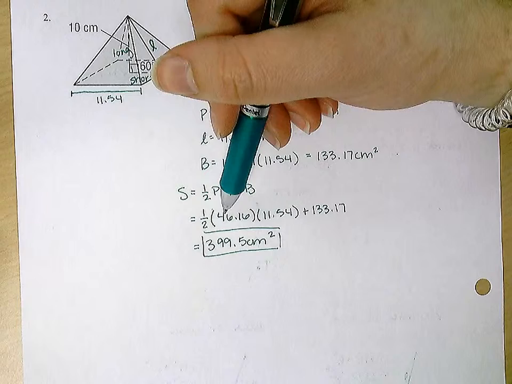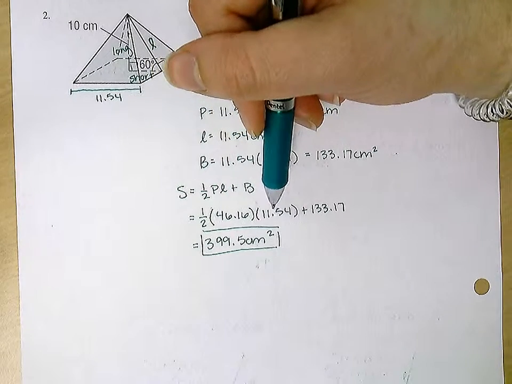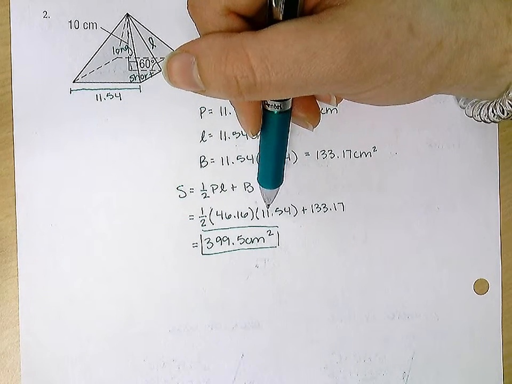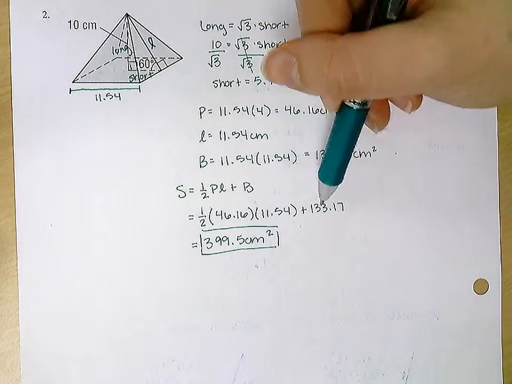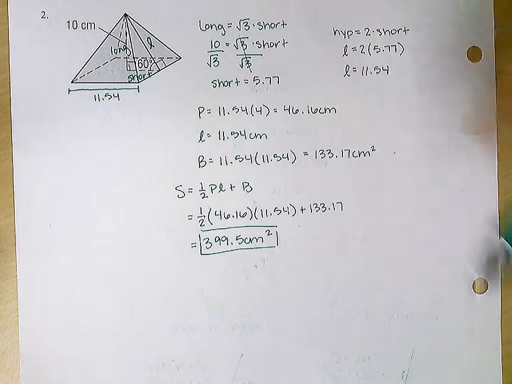So multiply 46.16 times 11.54. Press enter. Then divide that by 2. And then you can add this on. You need to follow order of operations when entering that into your calculator. You can't add on the 133 before you divide. You cannot add before you divide. Got it? Questions on pyramids, surface area? How I did any of those problems?